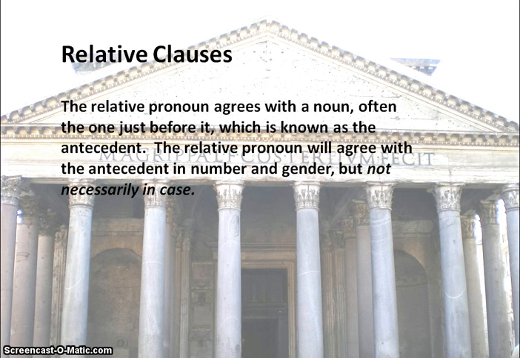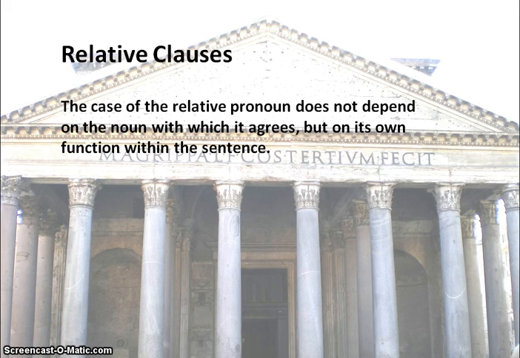So the relative pronoun agrees with a noun, often the one just before it, and this is known as the antecedent. Now, somewhat confusingly, the relative pronoun will agree with the antecedent in number and gender, i.e. if the antecedent is singular, the relative pronoun will be singular, and if the antecedent is masculine, the relative pronoun will be masculine. But it will not necessarily agree with the antecedent in case. So the case of the relative pronoun does not depend on the noun with which it agrees, but instead on its own function within the sentence, i.e. the case is determined by what the antecedent is doing in the relative clause.